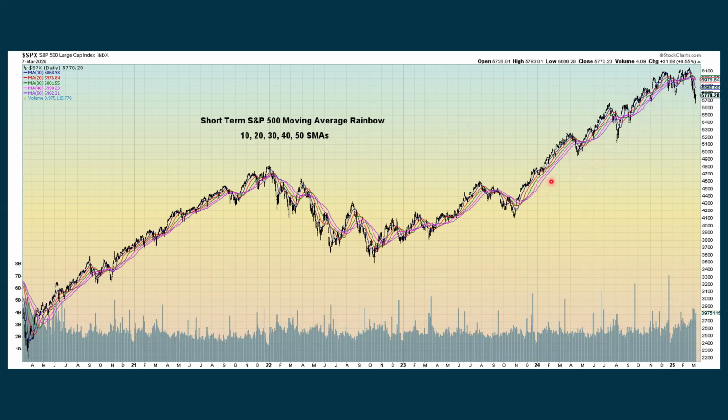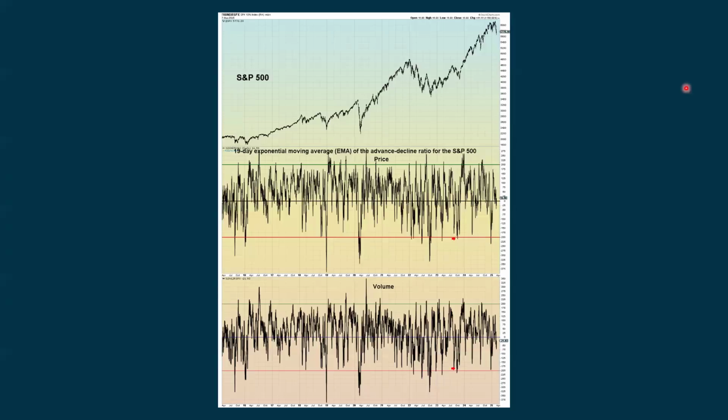If we're in a solid uptrend, the lines are flowing up. If we're in a downtrend, the lines are flowing down. We're really choppy right now, and we're wondering, are we getting ready to shift to a more negative environment? Then we look at the advanced decline ratio.